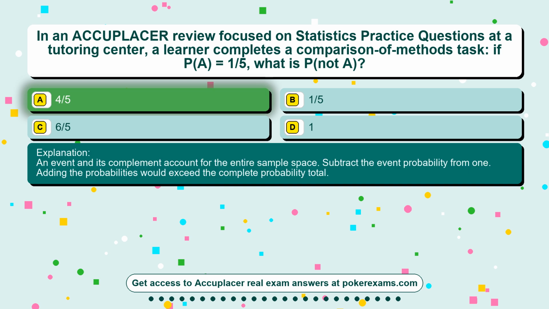An event and its complement account for the entire sample space. Subtract the event probability from 1. Adding the probabilities would exceed the complete probability total.